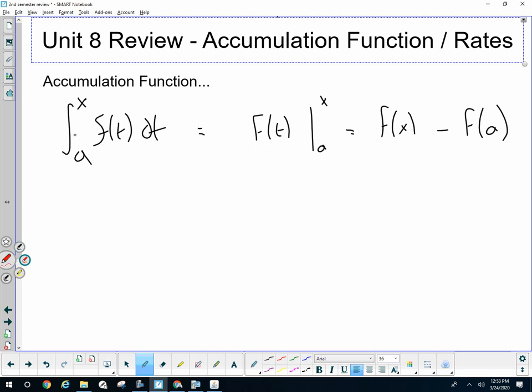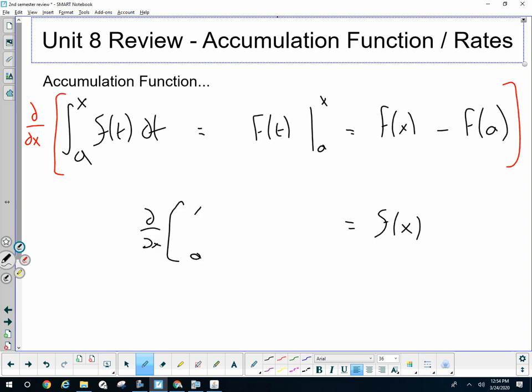But what we typically end up seeing is what we notice if we took the derivative of this. Well, if I took the derivative of this right side, this big F of a, it's just a number. When I take the derivative of it, it goes away. This big F of x turns into regular F of x. So that means the derivative of the accumulation function is just whatever's inside, with x's instead of t's, because I plugged in the x, I plugged in the a.